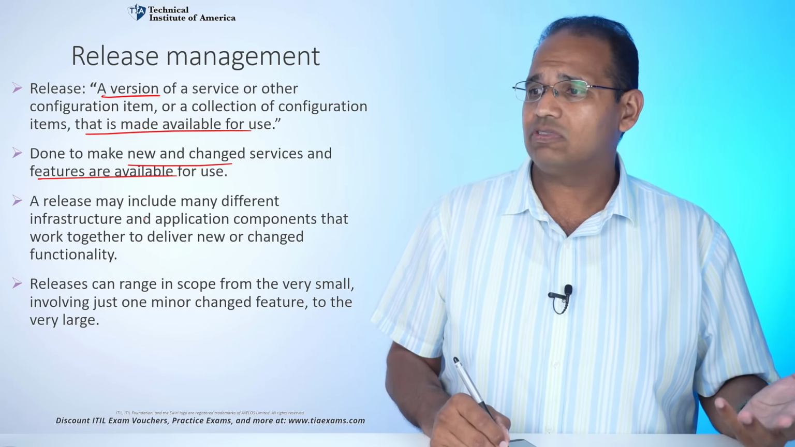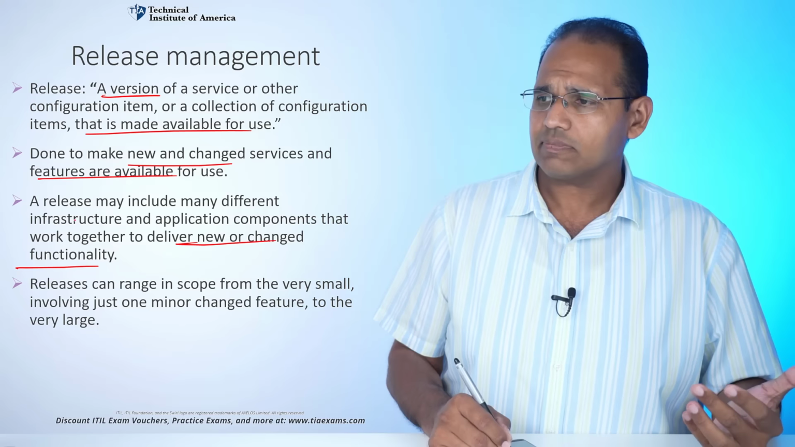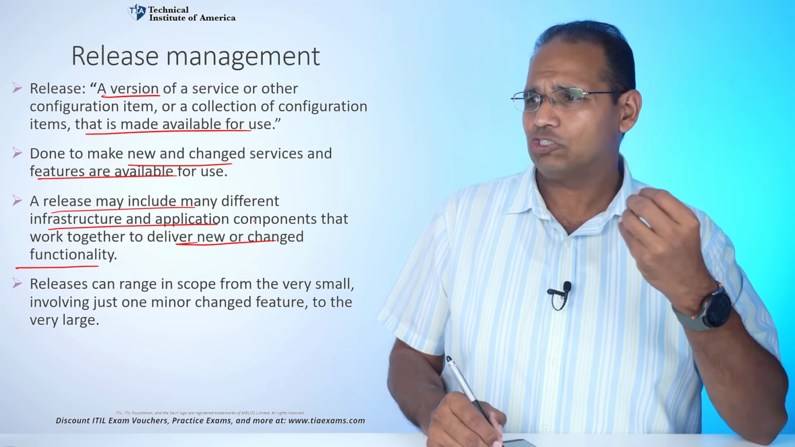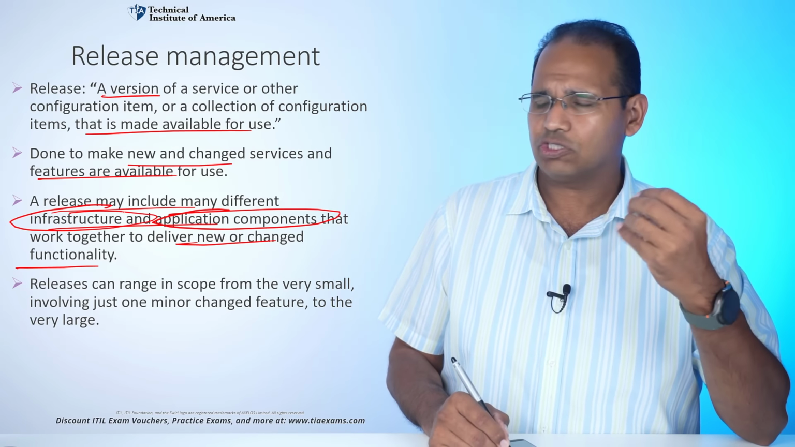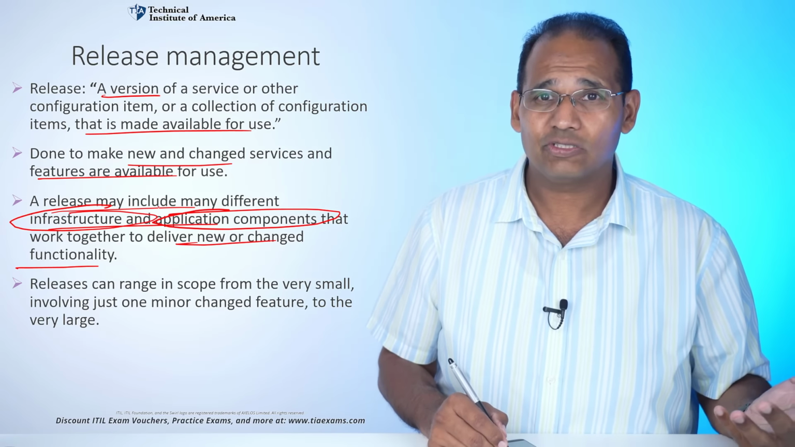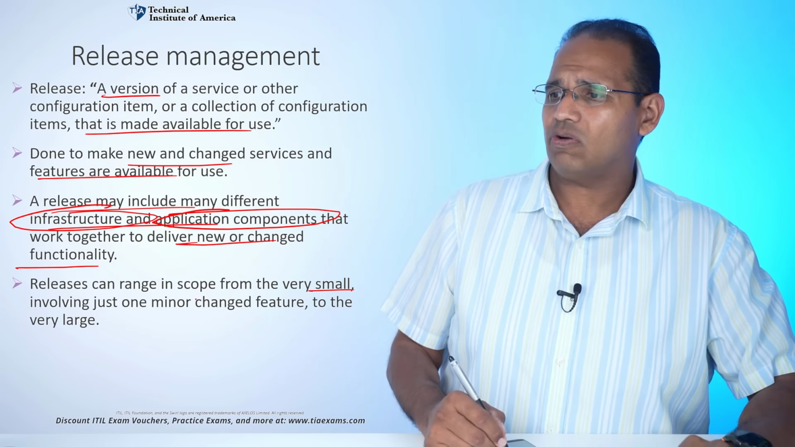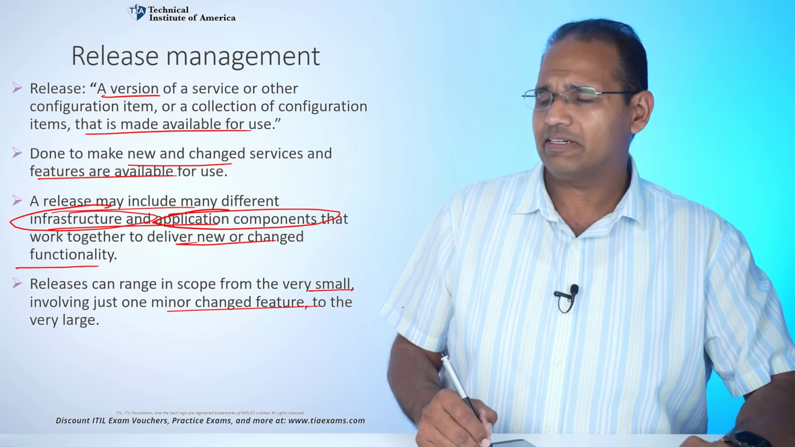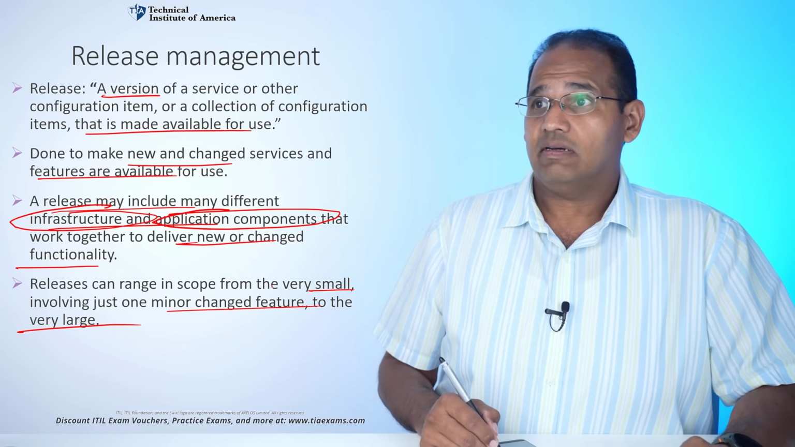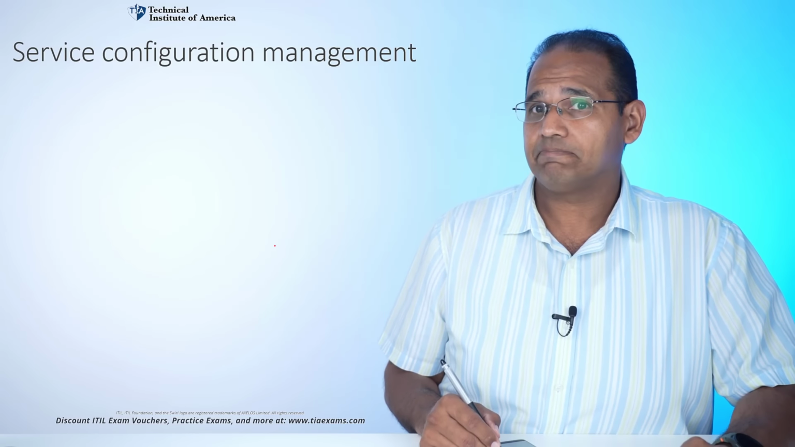A release may include different infrastructure and application components that work together. Think about if we're going to be pushing out a new accounting application, it's not just the application, right? It's the infrastructure needed to run that application. If it's in the cloud, we still need to have an internet connection to the workstation. Releases can range in scope from small, including just one minor change to a feature, to a very large one. So a release can be something as small as updating a piece of software or putting in a new feature, to releasing a whole new one.